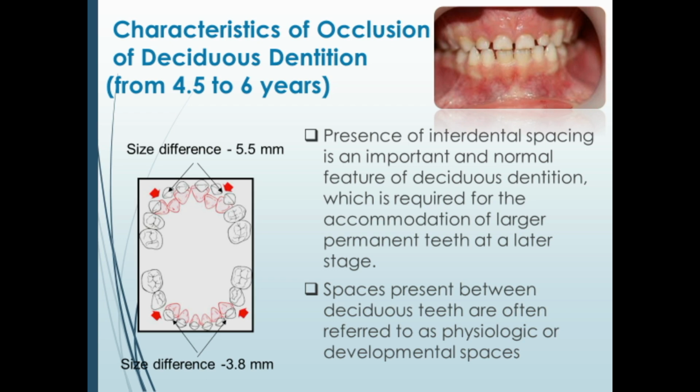Sufficient interdental space is needed for the permanent teeth to erupt into an uncrowded position and for the establishment of their proper alignment. Malocclusion with crowding of teeth can be expected in cases of unspaced primary dentition. Physiologic developmental spacing in deciduous dentition includes generalized spacing between teeth and primate spaces.